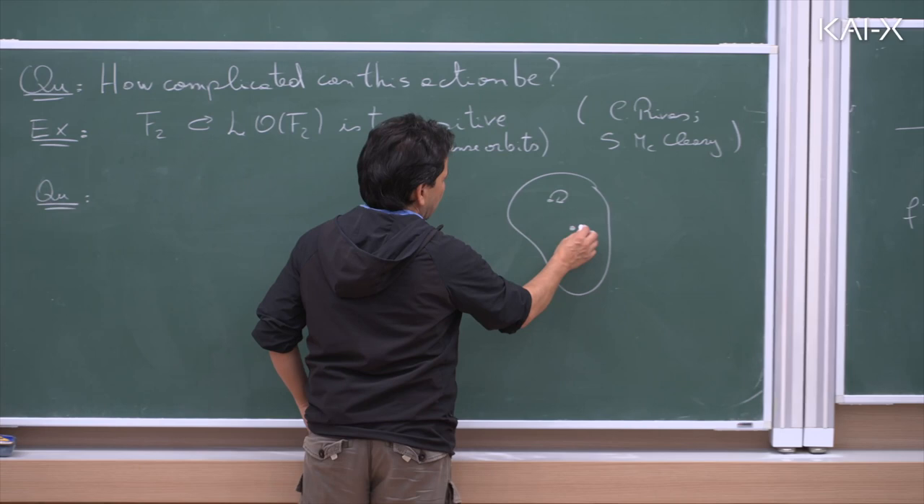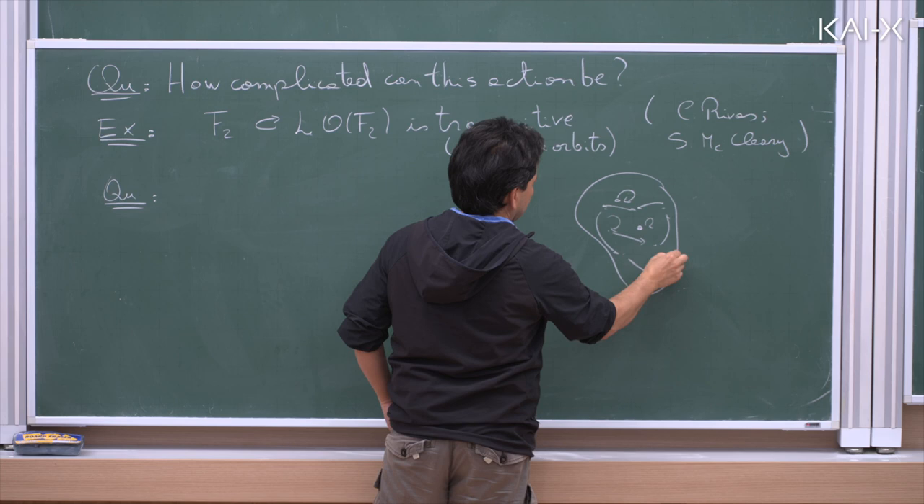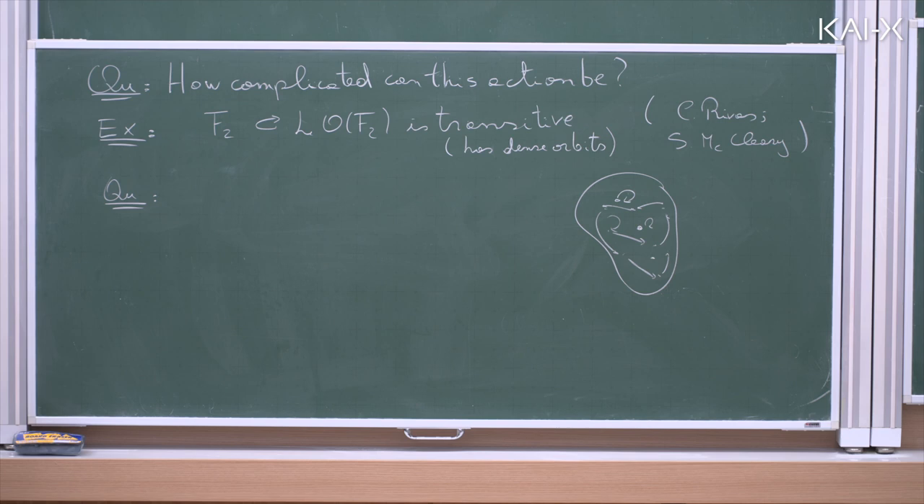So there are fixed points, but there are points for which the orbit is very, very complicated, and they cover the whole space. The closure of the orbit is the whole space. Okay, this is more or less the structure. Actually, there is another closed subset which is invariant, but anyway.